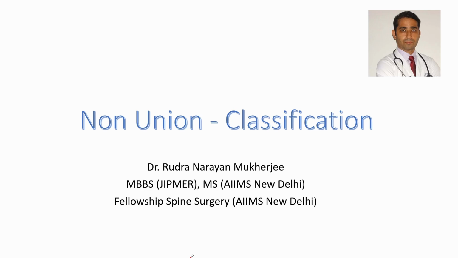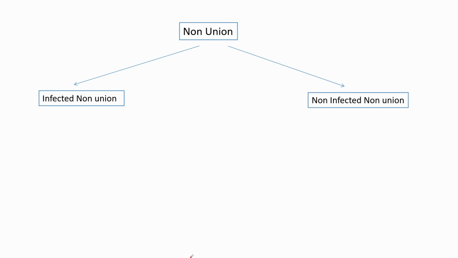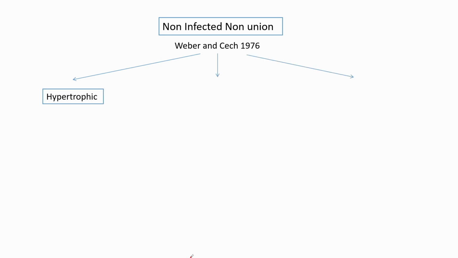Classification of non-union. Non-union is classified into infected non-union and non-infected non-union on the basis of presence or absence of infection at the fracture site. Classification of non-infected non-union. It is done by the Weber and Czech classification given in 1976, which classifies non-infected non-union into hypertrophic non-union, oligotrophic non-union, and atrophic non-union.